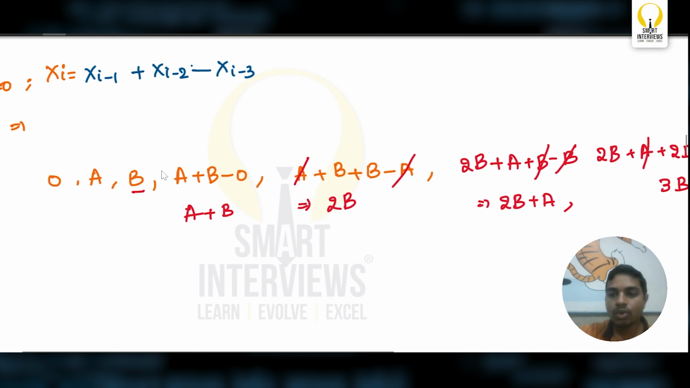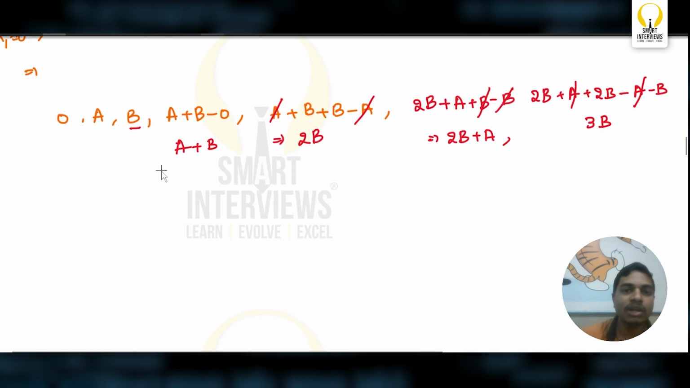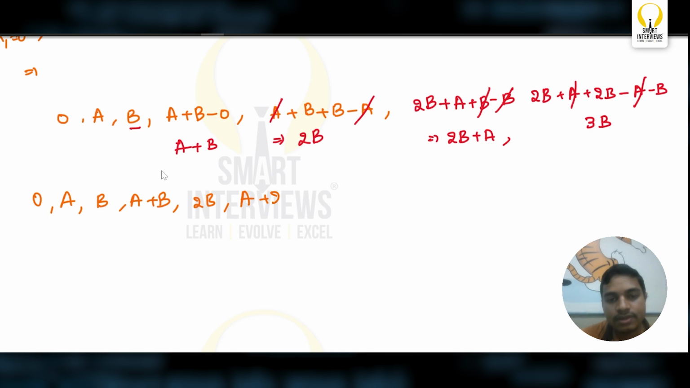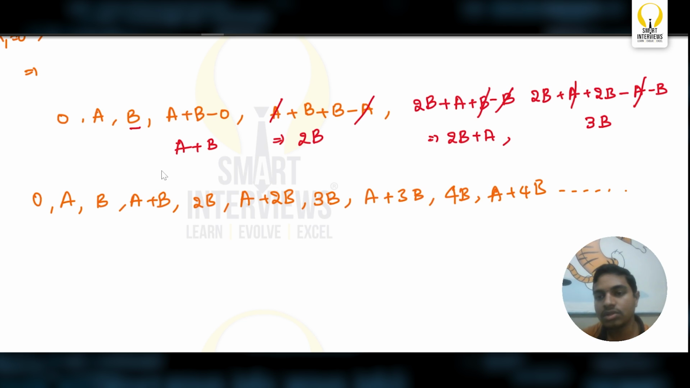Yes, so if you look at the order, it is something like 0, a, b, a plus b, 2b, a plus 2b, 3b. In the same manner, a plus 3b, and next it's going to be 4b, next a plus 4b, and so on. So this is the exact sequence.